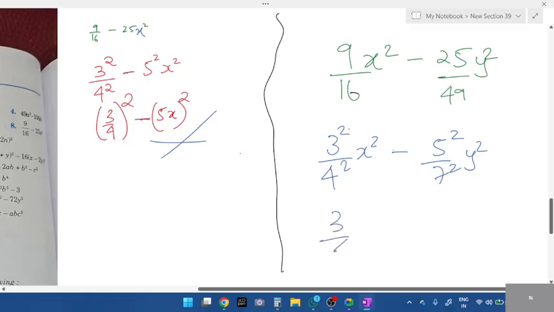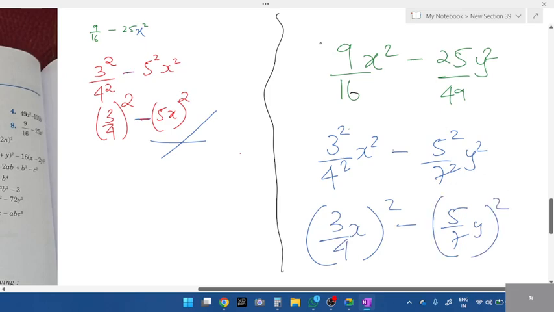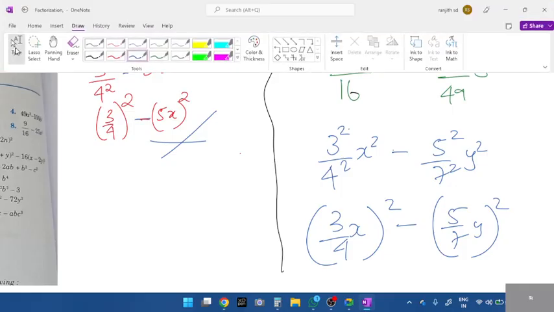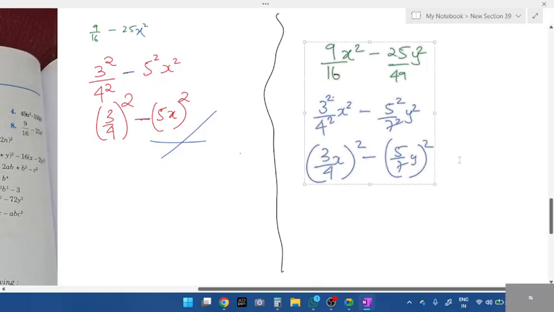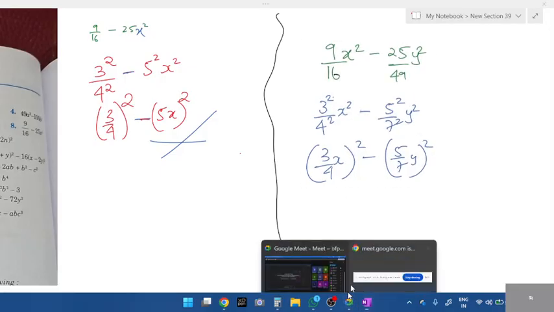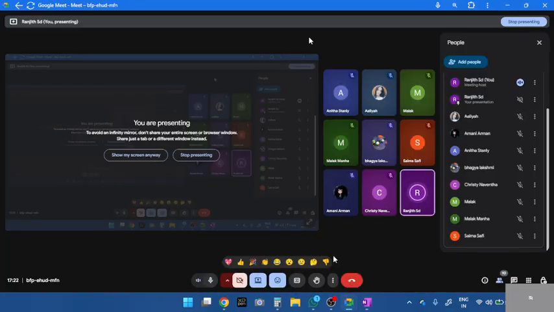Then what do we write? 3 by 4x the whole square minus 7 the whole square. See how slowly I'm teaching. Each and every step I'm teaching you all. After that, Alia, you better go through yesterday's recording. Are you there online? You complete yesterday's recording and you send a message, I'll tell you when to join.